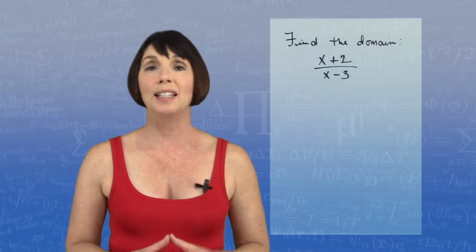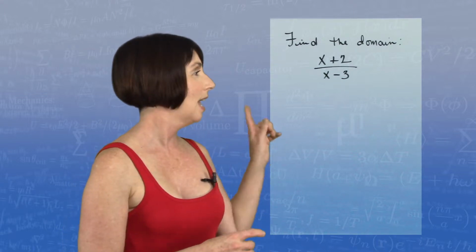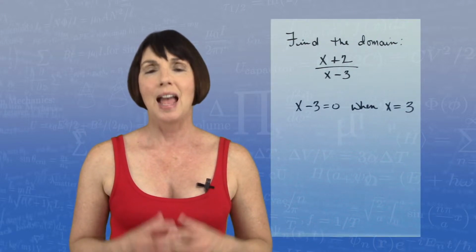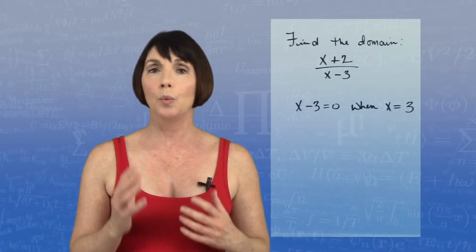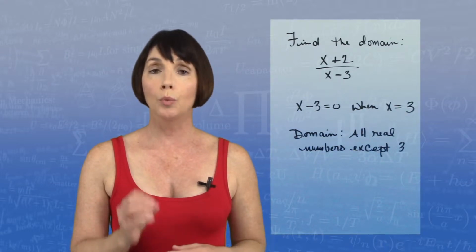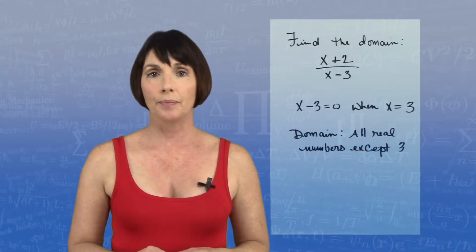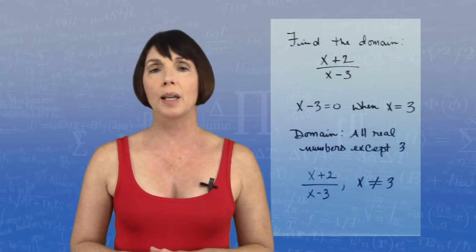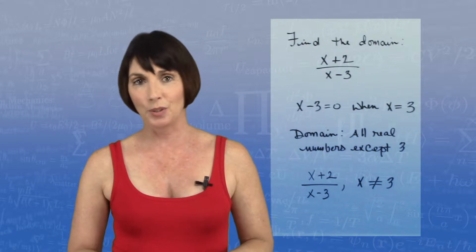Let's find the domain of this rational expression. X plus 2 over x minus 3. Just look at the denominator. X minus 3 equals 0 when x is equal to 3. So the domain is all real numbers except 3. You might also write it like this. X plus 2 over x minus 3, where x is not equal to 3.